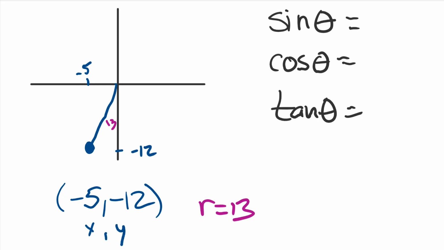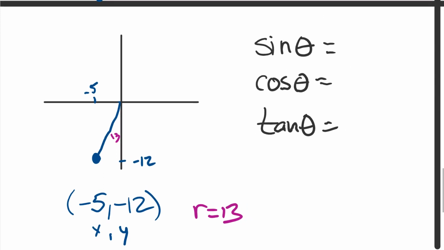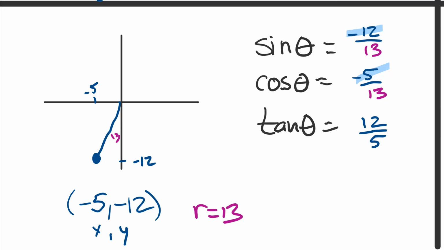So let's look at our ratios. Sine goes with y, so we get negative 12 over 13. Cosine goes with x, so we get negative 5 over 13. And then we get tangent: negative 12 over negative 5. Two negatives create a positive. So it looks like only tangent is positive when we're down in the third quadrant.